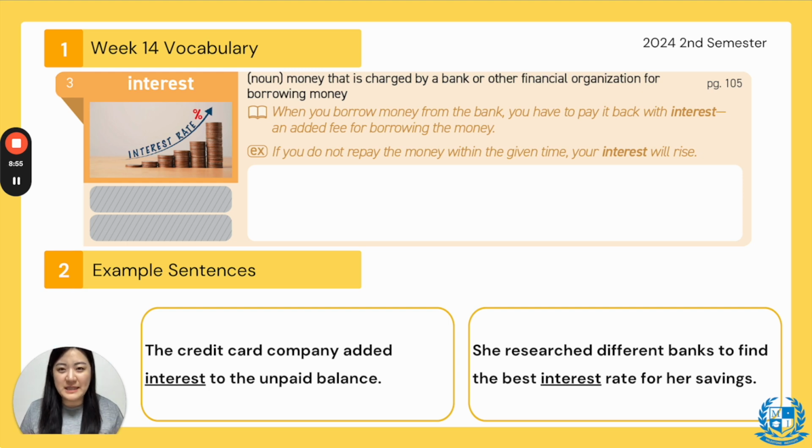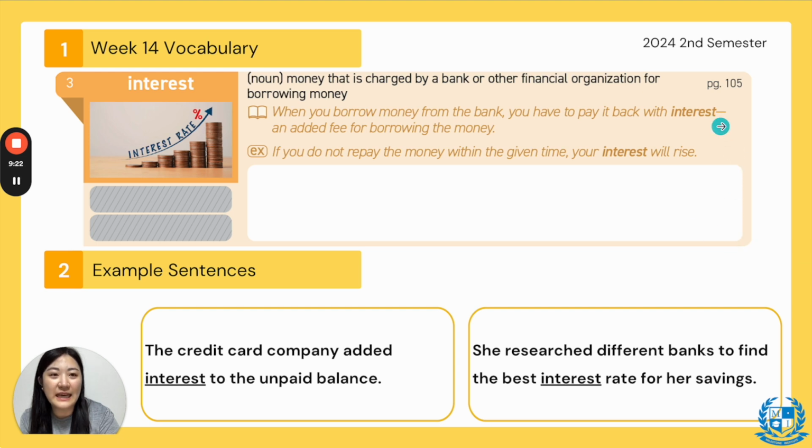So for example, say that I borrowed 100 M.I. from you. I don't just give you 100 M.I. back, but I have to give you interest. So maybe I will give you 110 M.I. Whew. Let's look at what our TED Talk says. It says when you borrow money from the bank, you have to pay it back with interest, an added fee for borrowing the money. So that's what we have here.